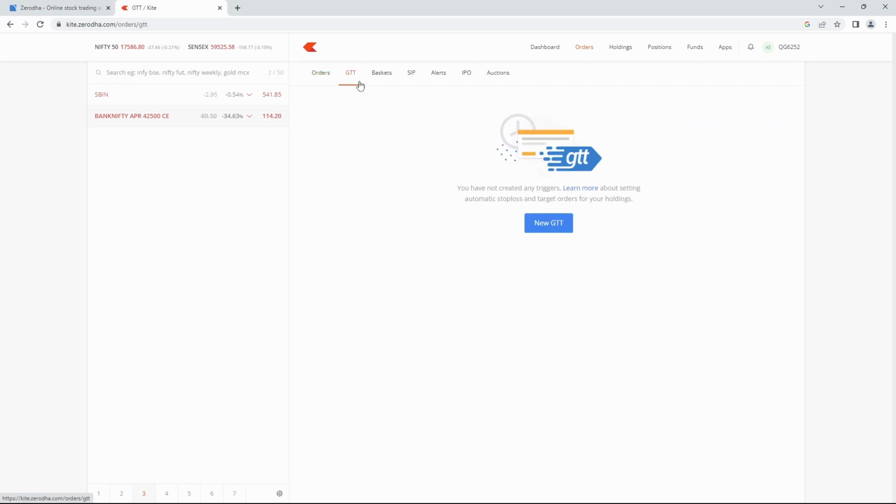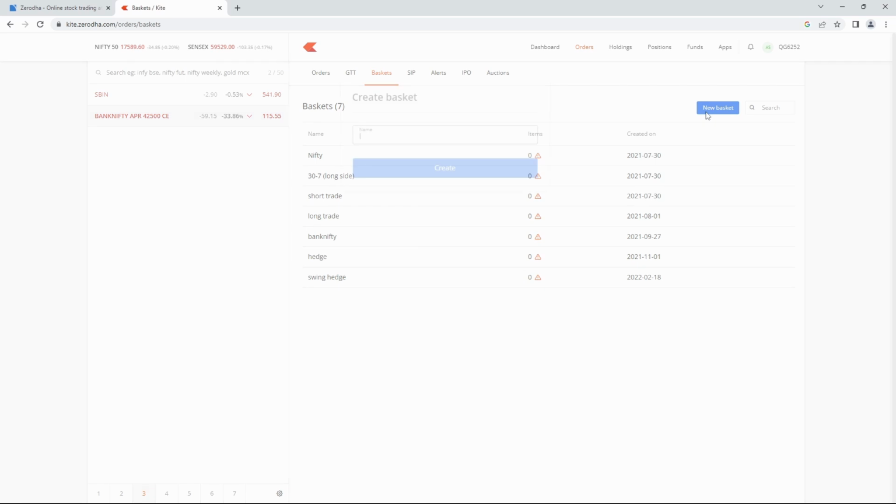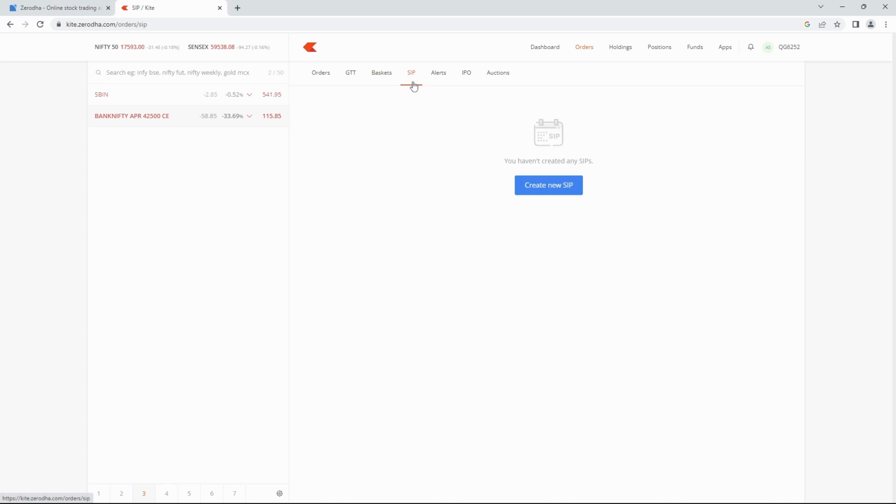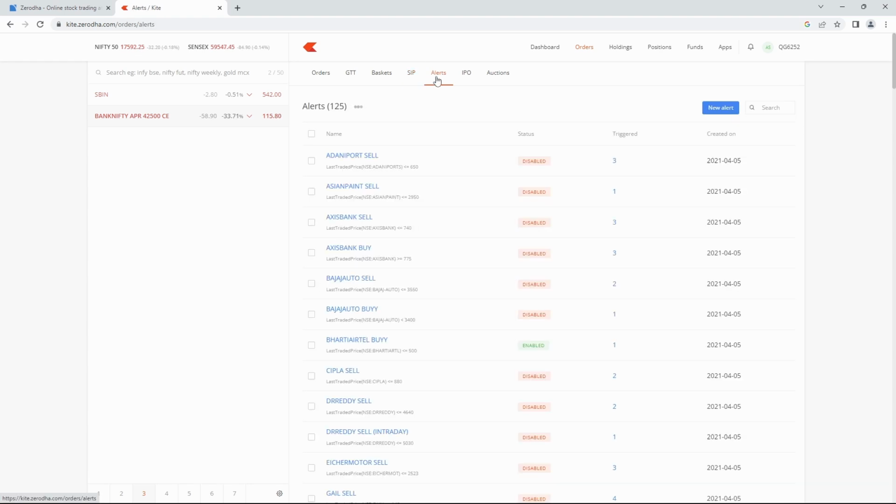GTT type of orders will be shown over here when you have set a GTT on a particular instrument. In baskets, you can create new baskets and you can add the group of stocks or instruments you would like to monitor or you would like to buy. In SIPs, you can create new SIPs including all the different instruments in the markets, and you can start investing in those. In alerts, you will see all the different alerts and the trigger prices which have been executed or enabled or disabled on your particular account.